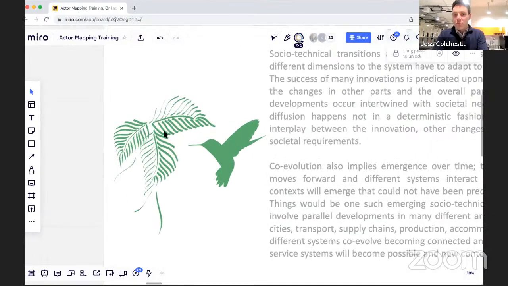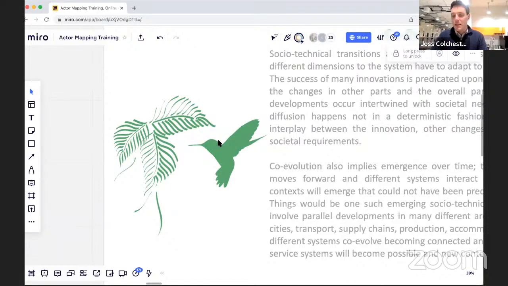Different creatures interact and they evolve. So when, for example, the bulb of the flower grows longer, the little bird that wants to get the nectar inside that bulb is going to have to evolve a longer beak, right?